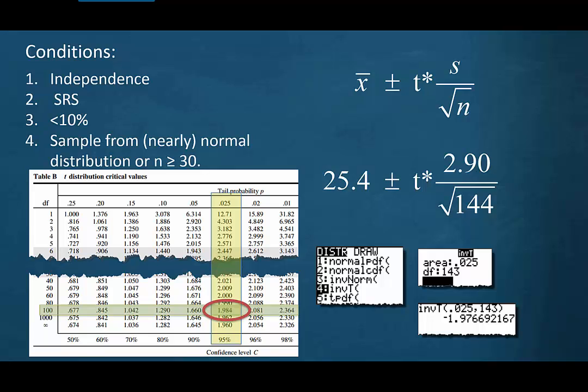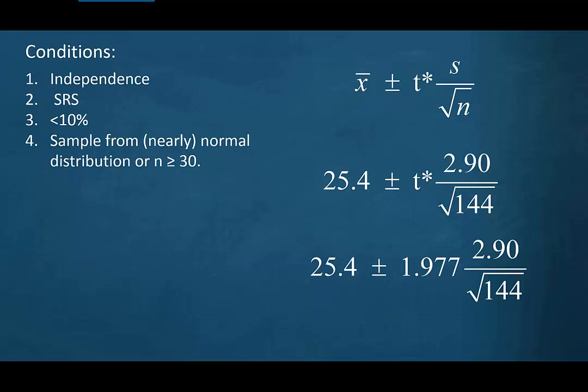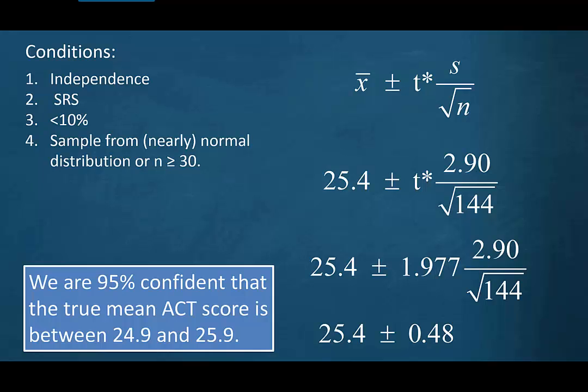Notice this is really close to the value we got in the table. Why it's not exact? Well, we used degrees of freedom of 100. So plug this value in. I'm going to use the calculator version, the 1.977. We're going to get a margin of error of 0.48. So we have 25.4 plus or minus 0.48.